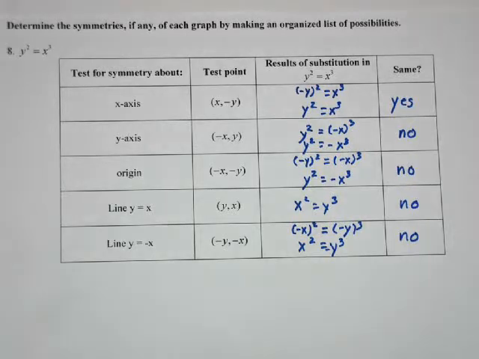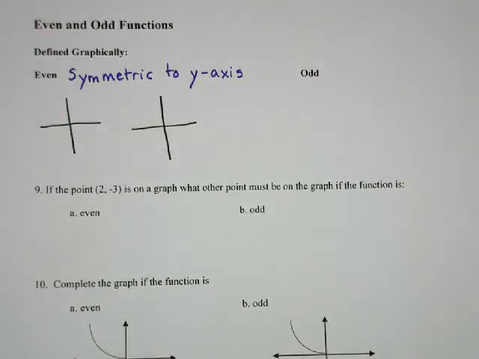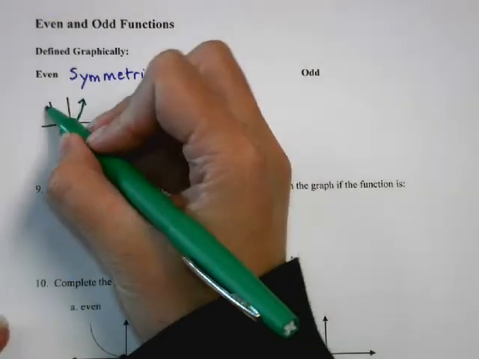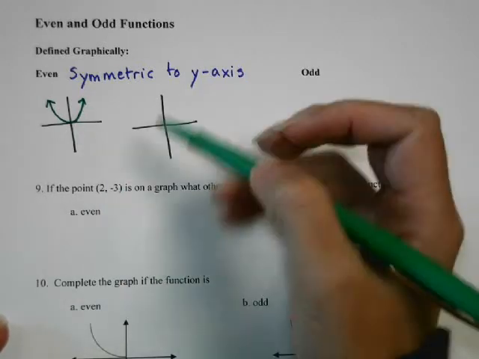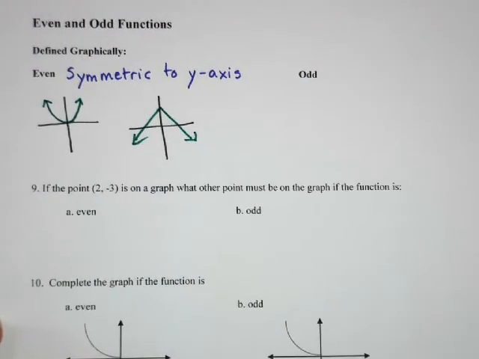One of the major applications of symmetry is going to be defining functions as an even function or an odd function. So we're going to first define this graphically. If you have a function that is even, then it is symmetric to the y-axis. So something like a parabola, if I fold it on the y-axis, it's going to be symmetric. So this would be an even function. That graph, if I folded it, would be symmetric to the y-axis.